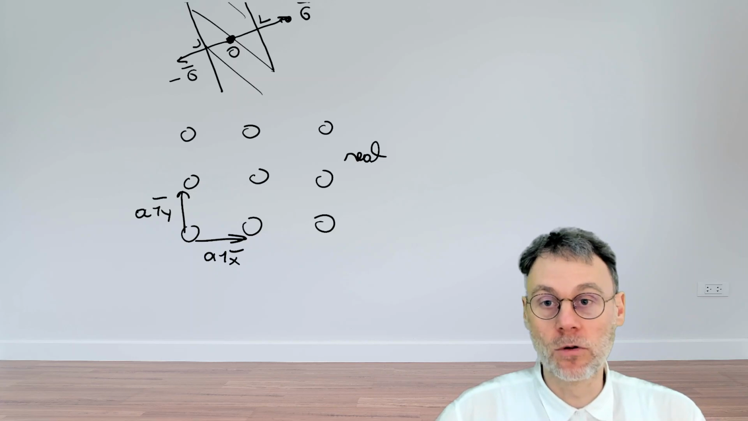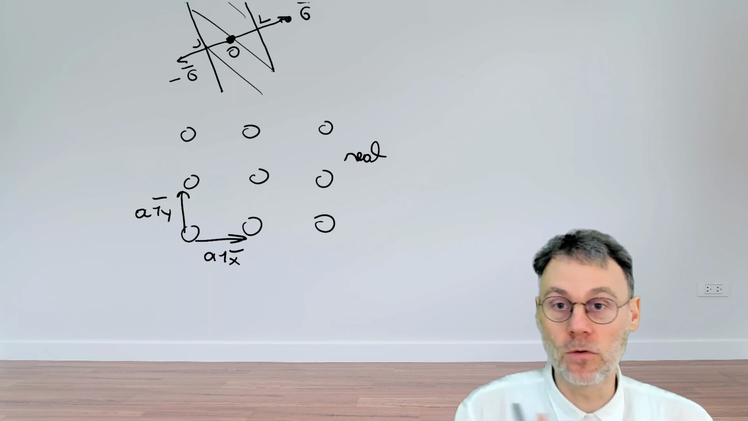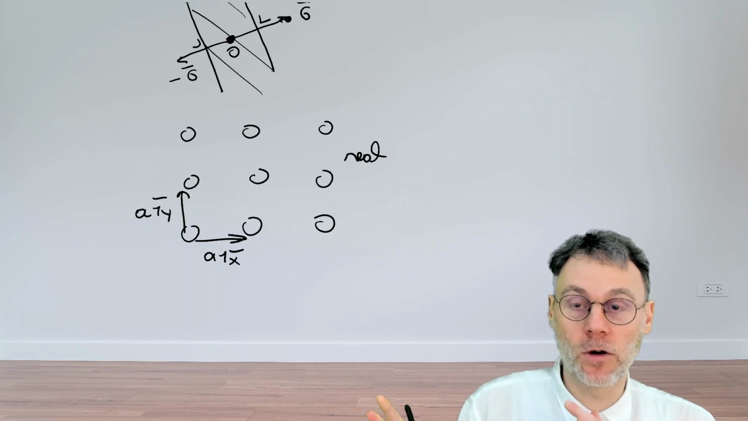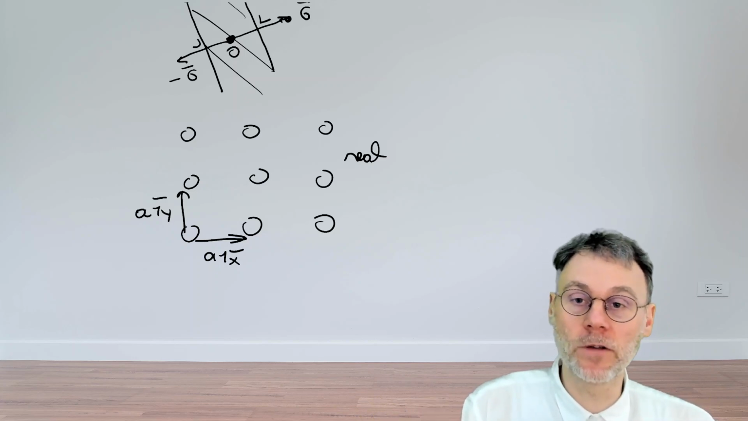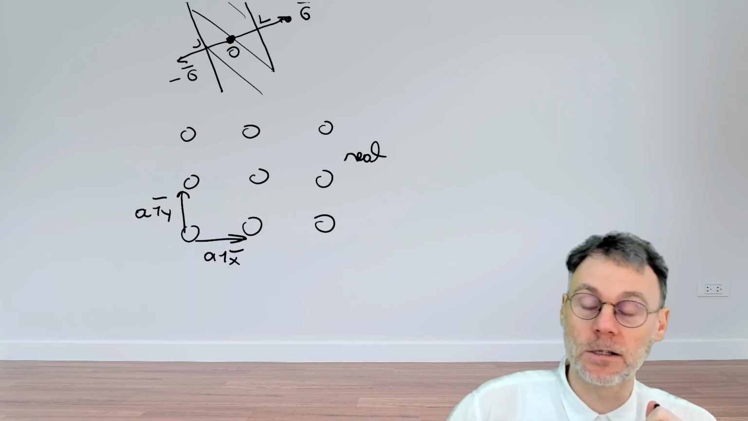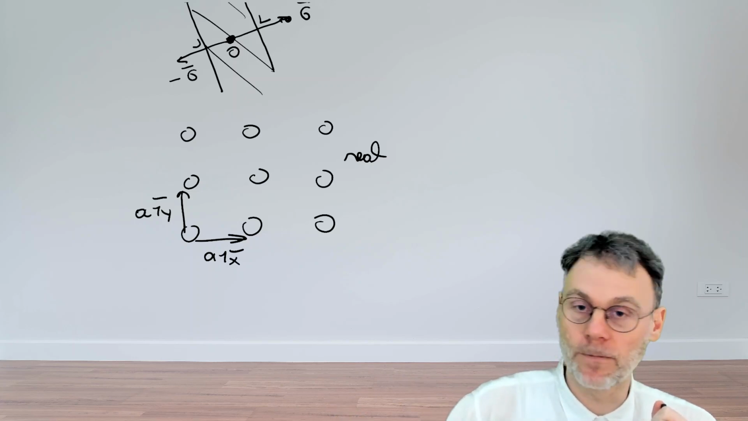So now, in order to construct our Brillouin zone, we first need to figure out what the reciprocal lattice is. So pause the video, go back to the formulas from one of the previous videos, and see if you can figure out how to construct the reciprocal lattice of this square lattice over here.